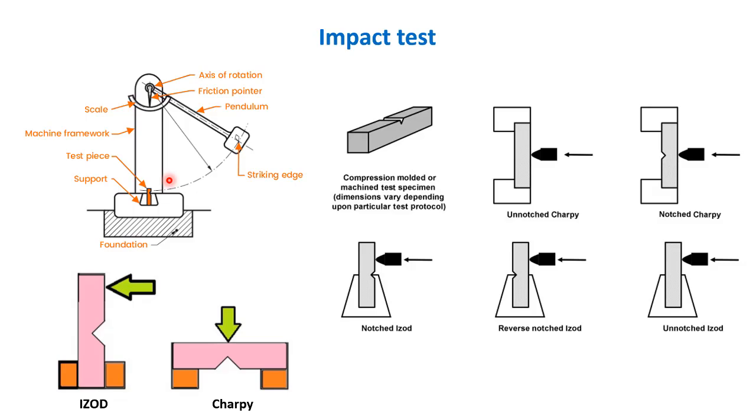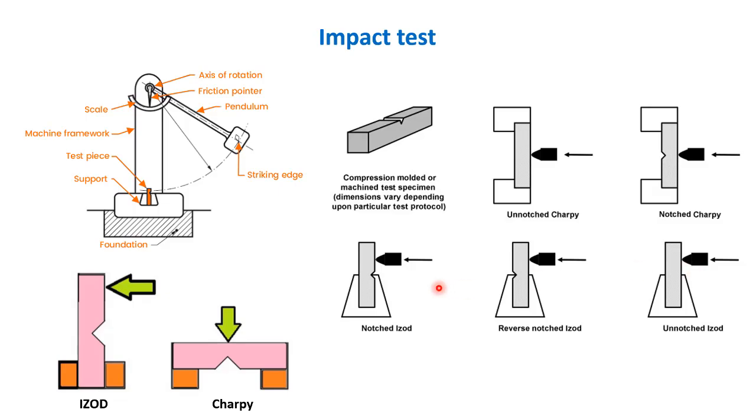and then we can calculate at what load the specimen gets distorted or fractured. Basically we have two types of impact tests, Izod and Charpy. This one is the Izod. We have a notch here and the force is applied from here. Izod can be of three types, as you can see here: notched Izod, reverse notched Izod, and unnotched. These are the three types of Izod tests.